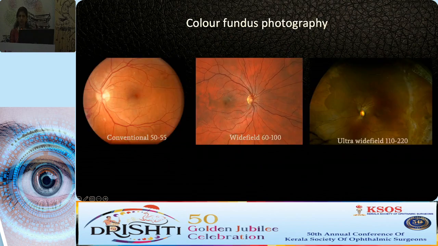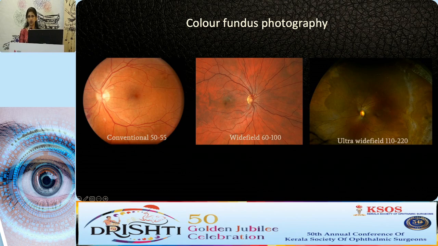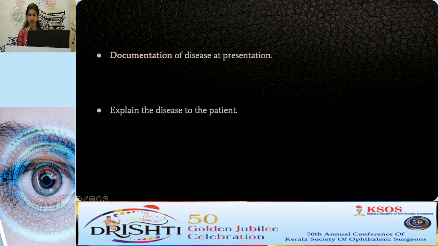So in color fundus photography, we have these machines since long. The conventional cameras give us a 50 to 55 degree view of the retina, while the wide field images cover 60 to 100 degrees of retina. The newer ultra wide field give us up to 82% of the retina that we can visualize with a single click. And these machines are good because they can give us these images even in a non-mydriatic pupil. That is, especially if there are synechiae and the pupil is not dilating in posterior uveitis, they are helpful. It also helps in documentation of the disease at presentation and to explain the disease to the patient. They can see for themselves what is happening in their eye and their response to the treatment.